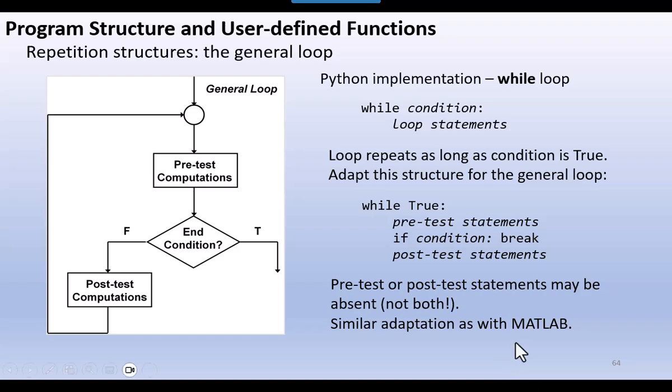The one comment we make here is there may be situations where either the pretest or the post-test statements are missing, depending on the situation, but they cannot both be missing, otherwise you'll never get out, all right? So that's what we've got there. So what we're going to do is take a look at that thermocouple program, and do a typical application of a while loop there, which is called input validation.